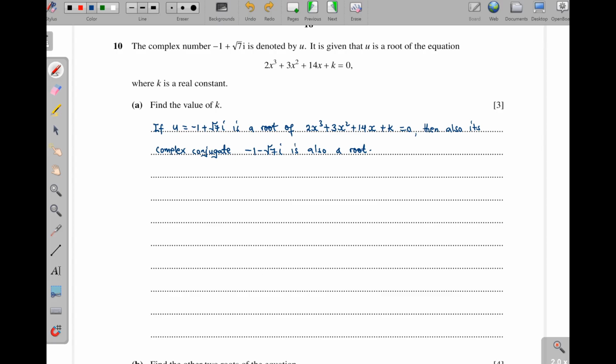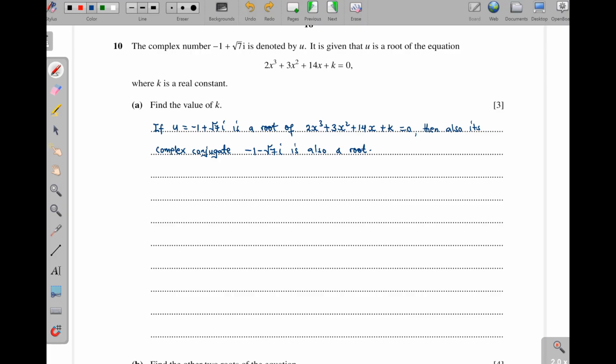All right, now how do we get that? If you are finding the quadratic equation from the roots, you know it is given by x squared minus the sum of roots times x plus the product of roots is equal to 0. So we need to get the sum and then the product. But how does that come about?